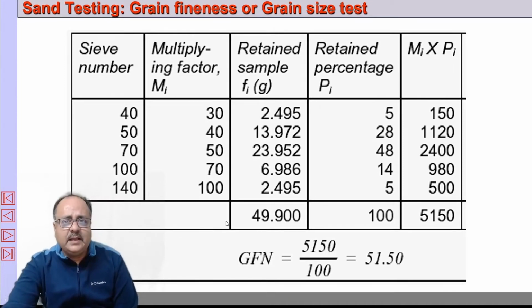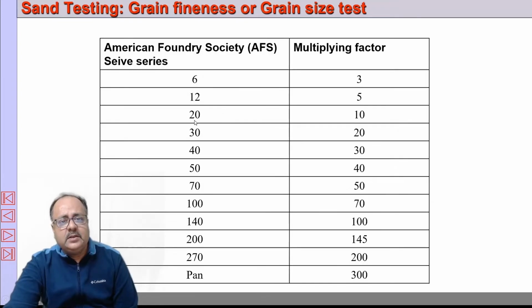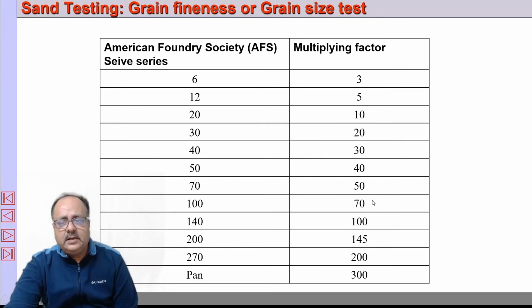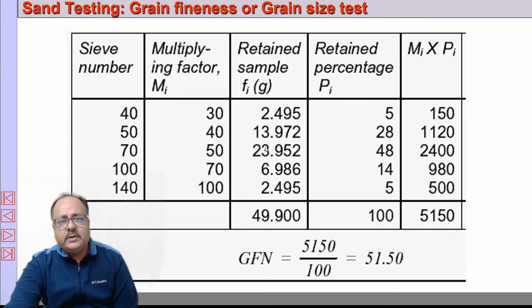So this is an example I have taken from P. N. Rao's book, where he has given that the sand poured is collected in sieve numbers 40, 50, 70, 100 and 140, and the multiplying factor of each of these is given here. You can see sieve number 40 has a factor of 30 here, and 100 is 70. And the percentage retained is given as 5, 28, 48, 14 and 5. So this is the total.